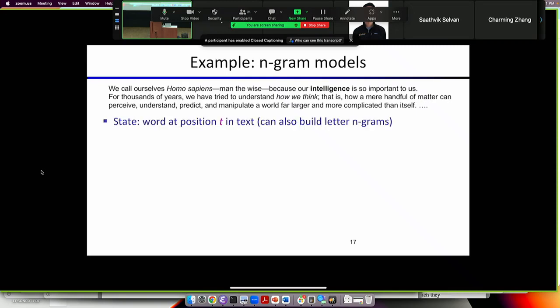So we actually ran some n-gram models on the text of the book. This is the beginning of chapter 1, okay? And we just estimated n-gram models from the text of the whole book.